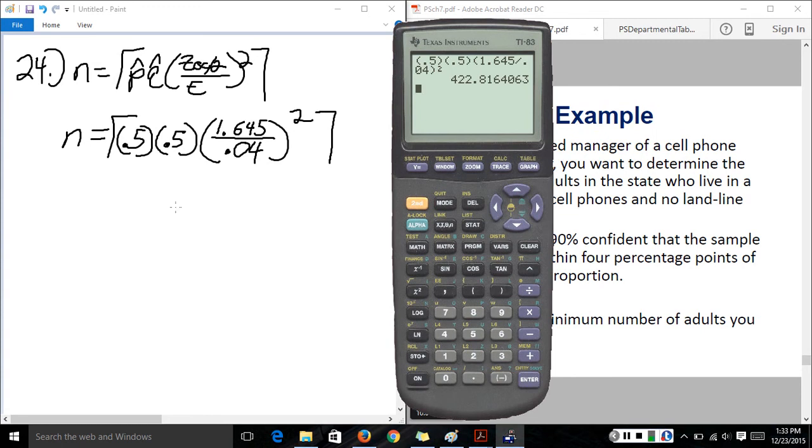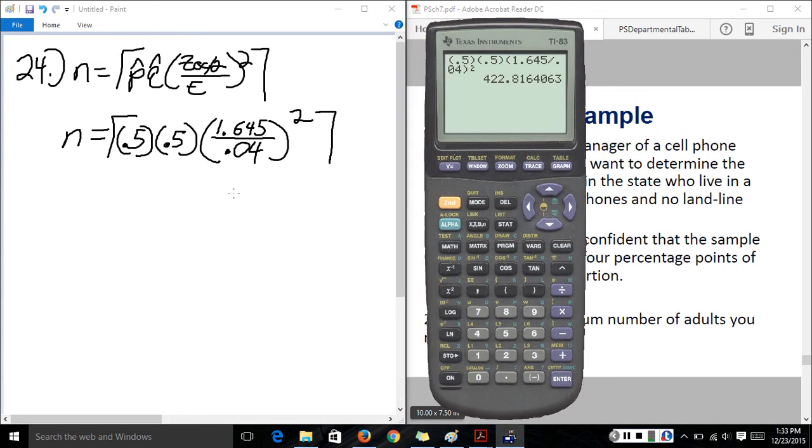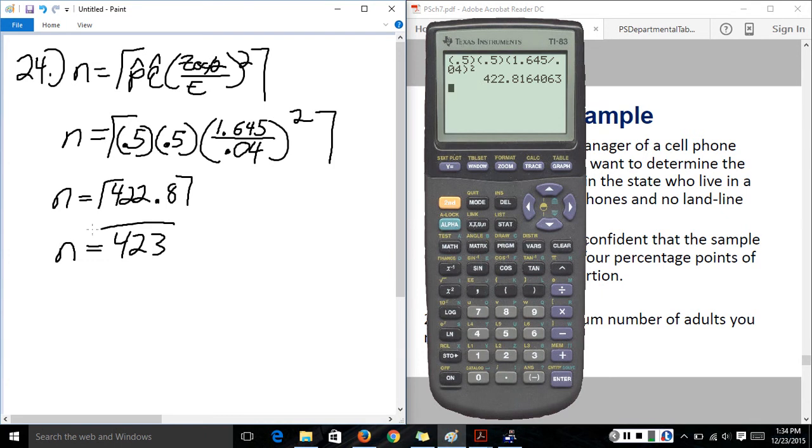And I get this answer, 422.8 approximately. So I need at least 422.8 people in this survey, but I can't get 0.8 people. Thus, I will round that number up, and N will be 423. That's my answer and my minimum sample size.